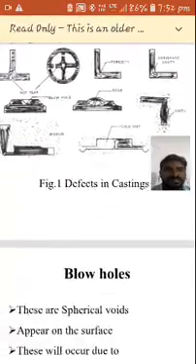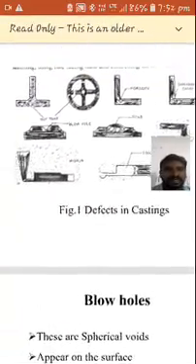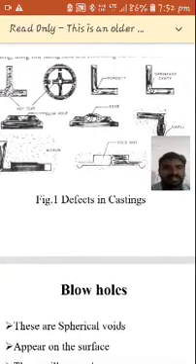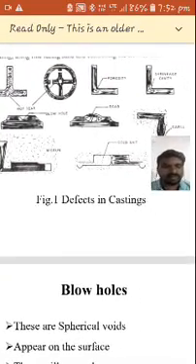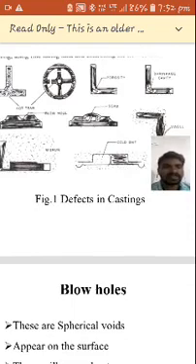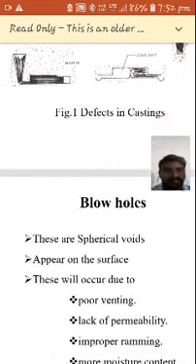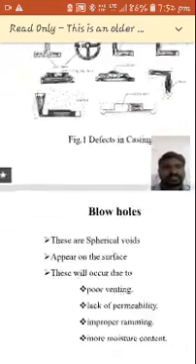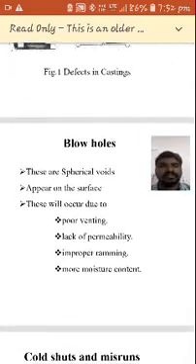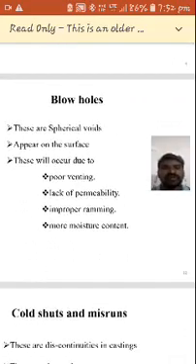Definitely after casting, any of these defects may arise. So the main thing is to prevent the defects by doing proper maintenance. First we'll discuss one by one what the defects are. The first one is blowholes.